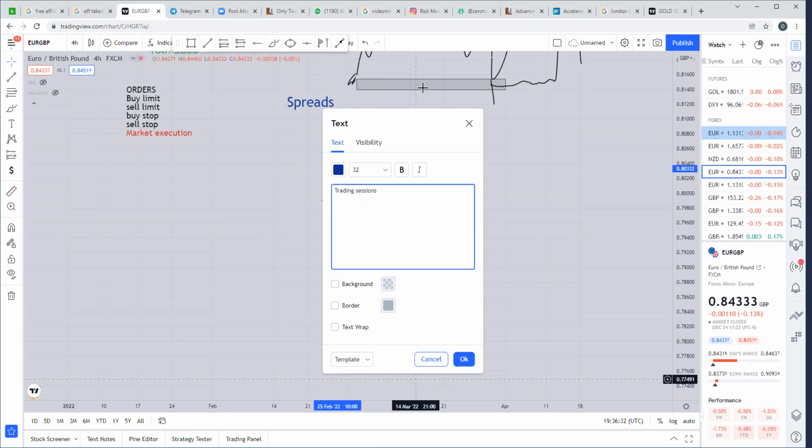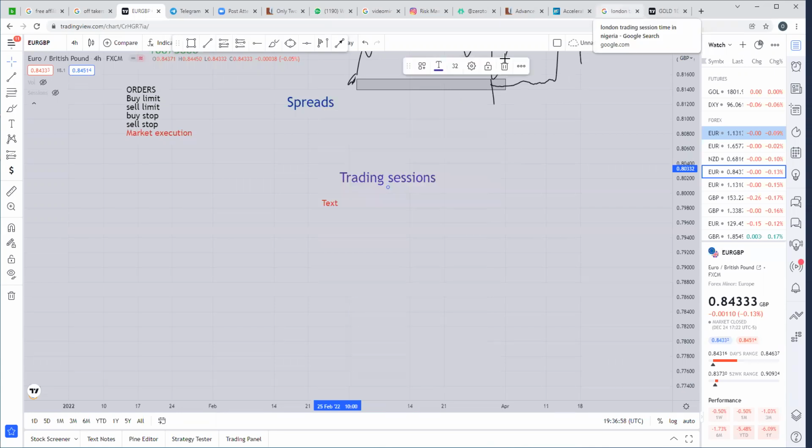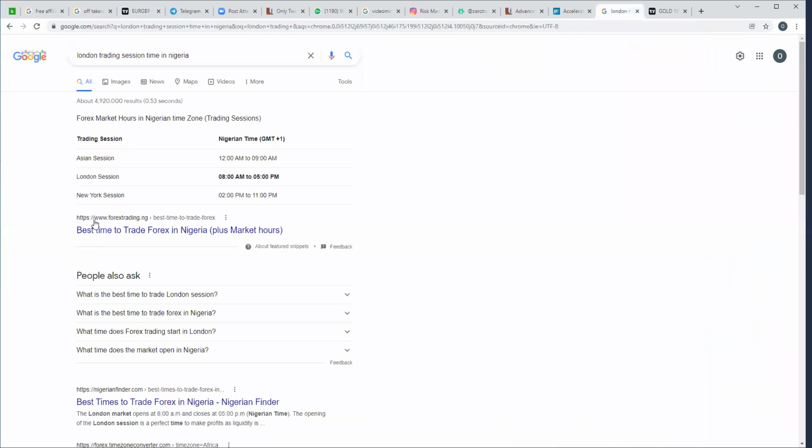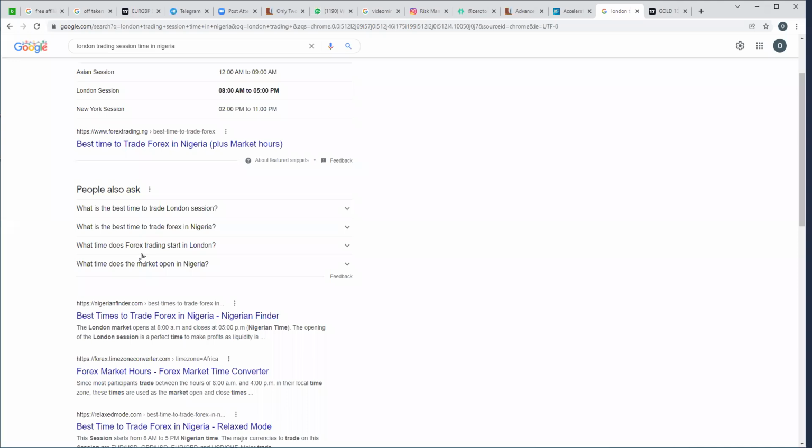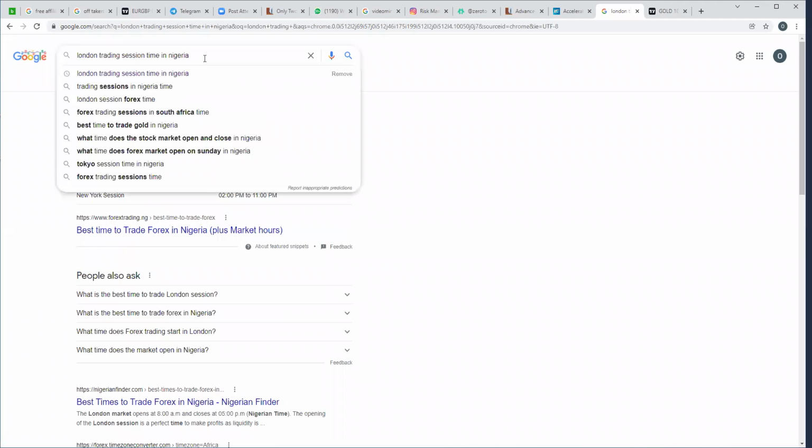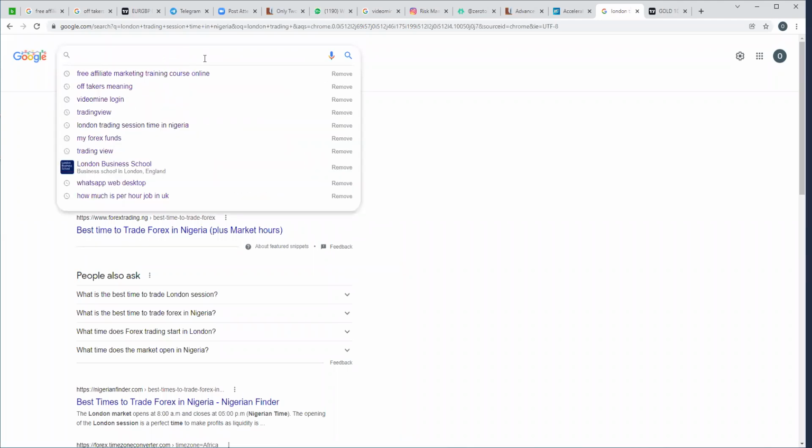London, New York, Asian session, and then there's one more session. I think there are four, and then we have the trading session overlaps. We have something that we call overlaps. Overlap is the times where the London, New York sessions are both open. There should still be one more. Forex trading sessions, let's check.